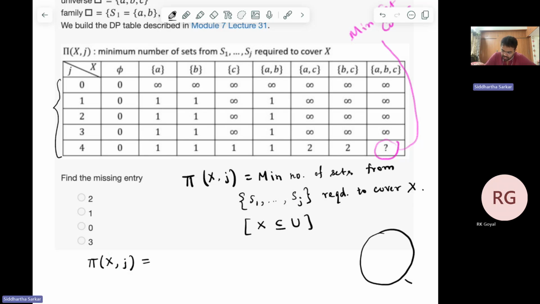Okay, let me draw this. Let us say this is X, and let us say Sj, I'll take another color, Sj is a set that covers some of the elements of X.